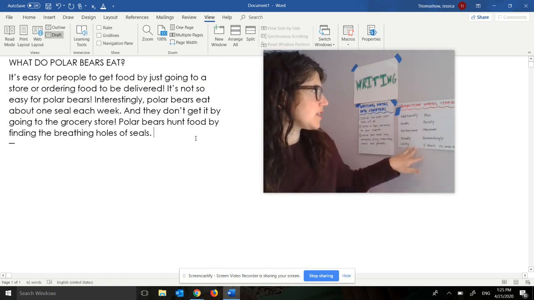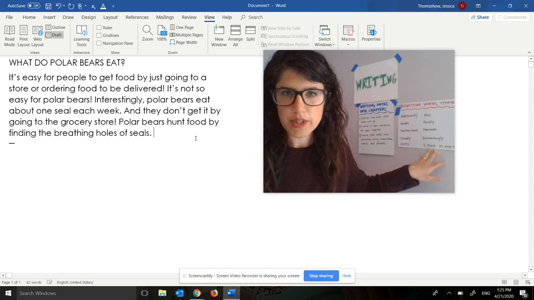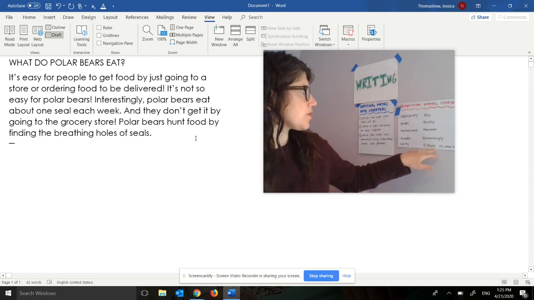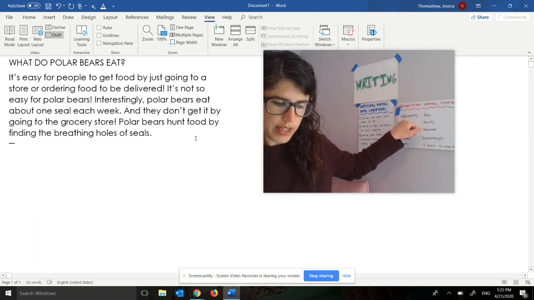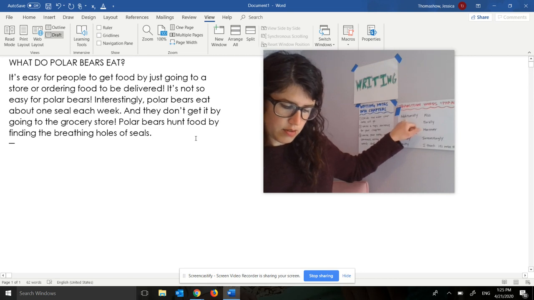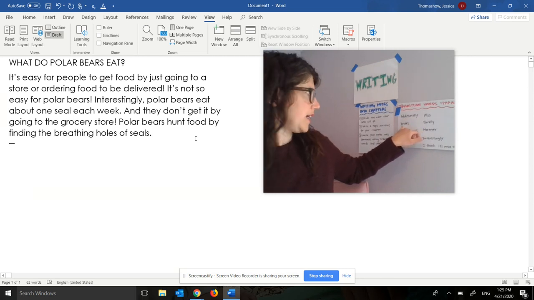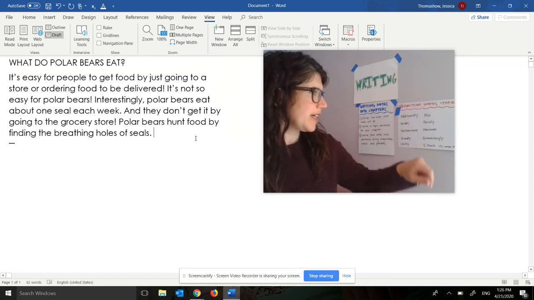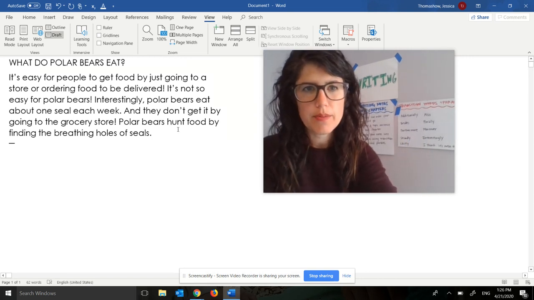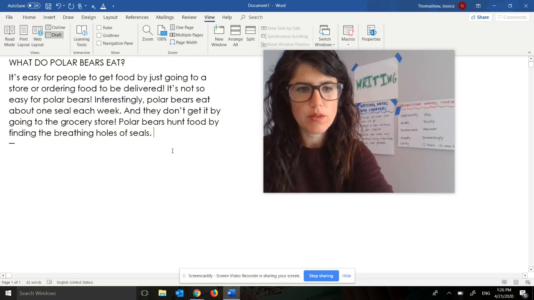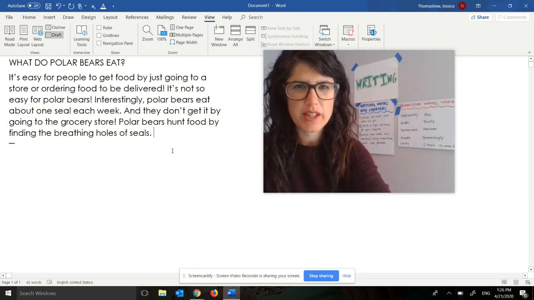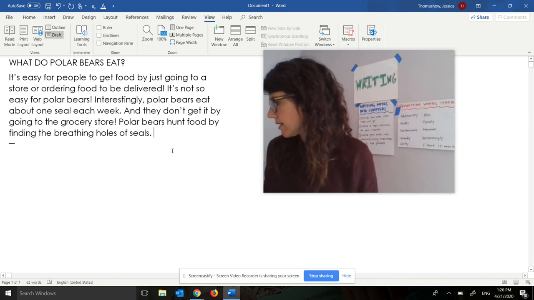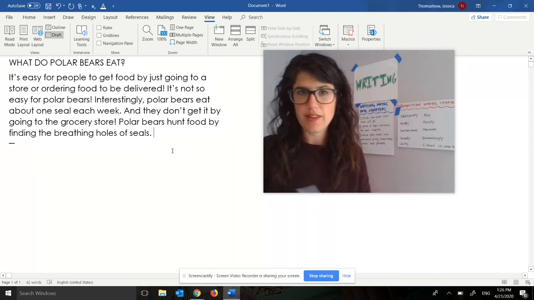So I'm going to look through my transition words and find some glue that'll glue this next sentence to the one I just wrote. Additionally, they stick head in hole. No, that doesn't really make sense. Besides, that doesn't make sense. Furthermore, no. Secondly, maybe I could change that into second. So polar bears hunt food by finding the breathing holes of seals. Second, no, that doesn't really work. I'm going to use one that's not up here and I'll add it to this list. I'm just going to use the word then.